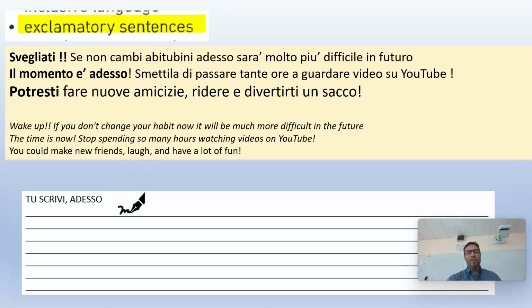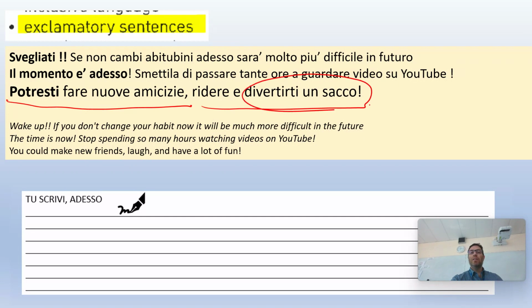Next one, similar to what we already saw earlier, exclamatory sentences. So you have to try to exaggerate a little bit, but in this case you're actually also giving some insight on the issue. Potresti fare nuove amicizie, ridere e divertirti un sacco! You can see this language is very casual, un sacco, like molto, tanto. Or even just give it some imperative. Svegliati, in the sense of, come on, wake up, dai, puoi cambiare abitudini! Okay.